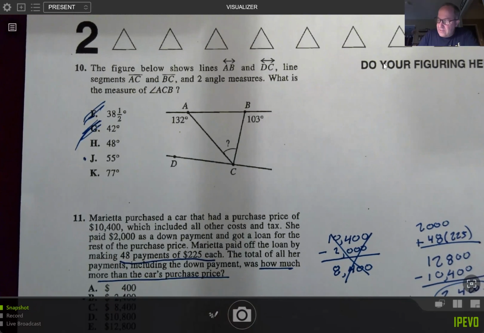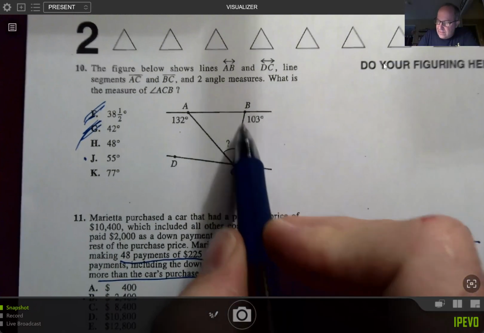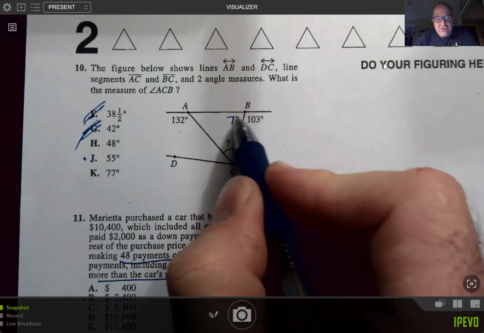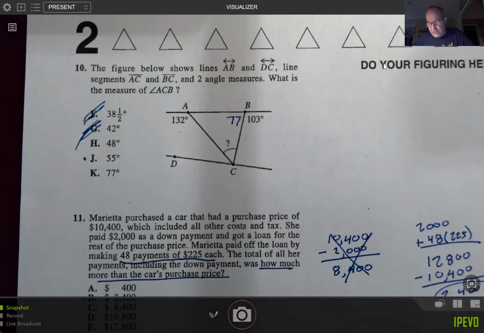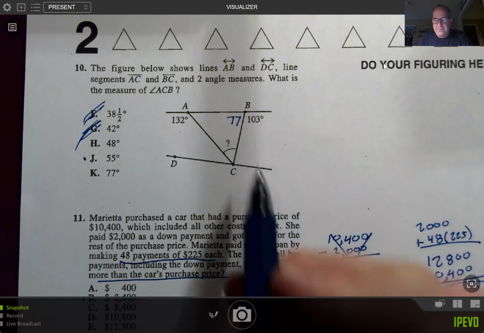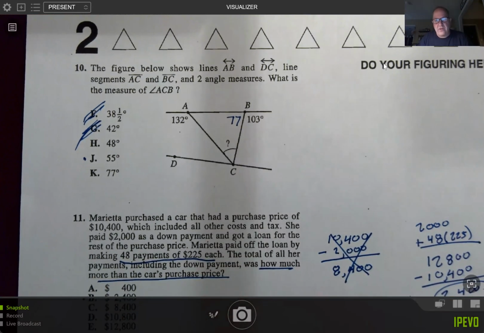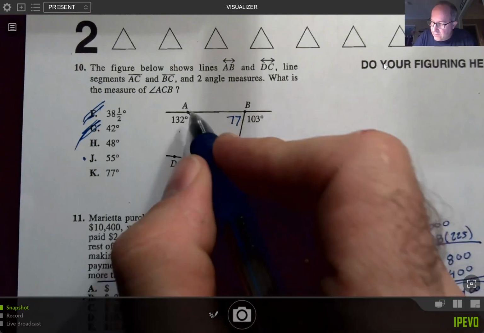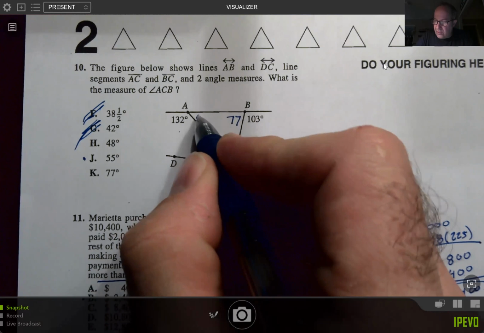Now let's do some math here. If this is 103, well, this has to be 77. As the geometry students will tell you, it's a linear pair, though they might not remember the word. They make a straight line. We know that. It looks like it makes 180. It is 180. Same thing over here. This angle here has to be 48 degrees, right?